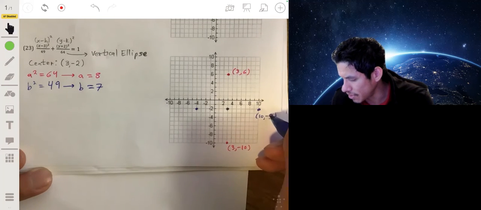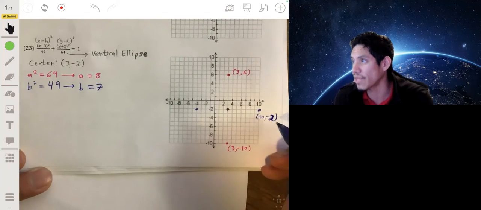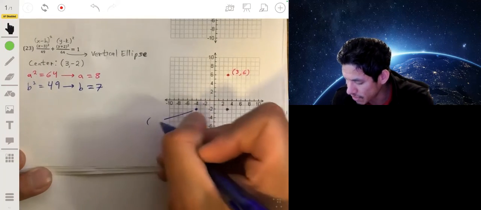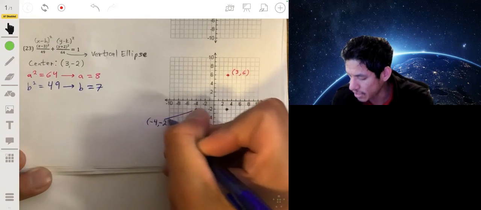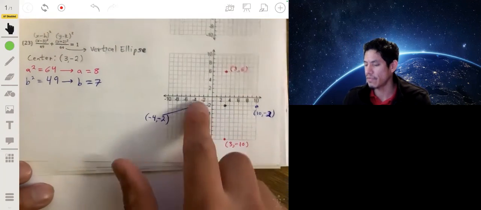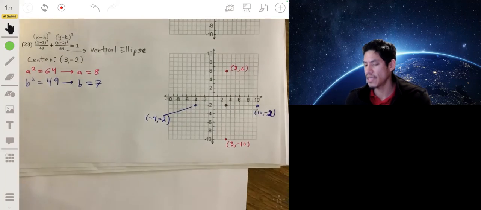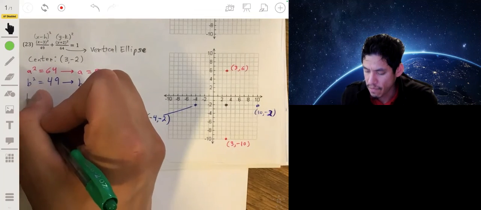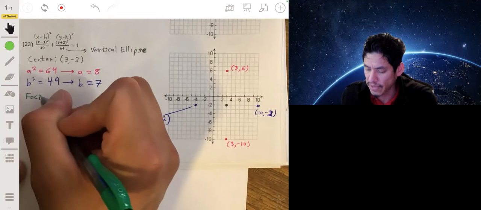Looks like I put negative 3 here. That should be negative 2. Oops. So 10, negative 2 for that co-vertex. And this one over here will be at negative 4, negative 2. So we have our co-vertices, our vertices, and now to find our foci, we're going to need to figure out the values of c.